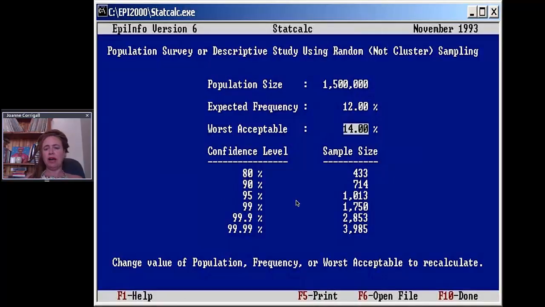So let's have a look now. Let's say we decided, okay, we don't need it to be so accurate because maybe we don't have the money to go and find 1,000 people. So we say, okay, what if we're prepared to accept a plus or minus 4% confidence interval? So here we've changed the worst acceptable result to 16%, which is 12 plus 4. And you can see here at the 95% confidence level, we now only need to find 253 people. So this has radically reduced our costs, but it has widened our confidence interval.